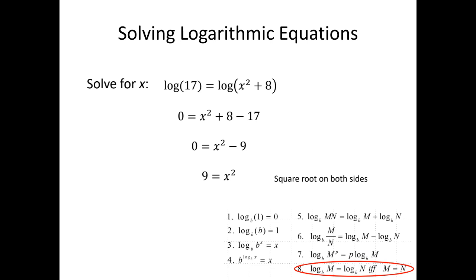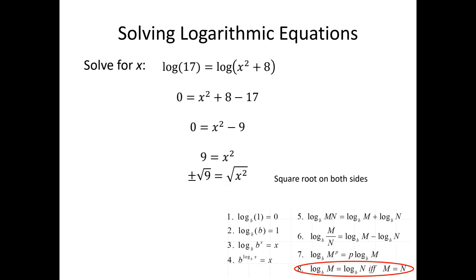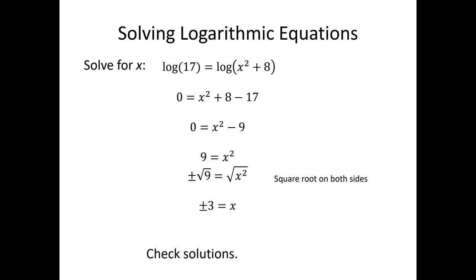That means I'm going to solve for x. I'm going to add 9 on both sides, take the square root of both sides, and I'm going to find out that x is equal to the square root of 9, and the square root of 9 is plus or minus 3. And we always want to check our solution.